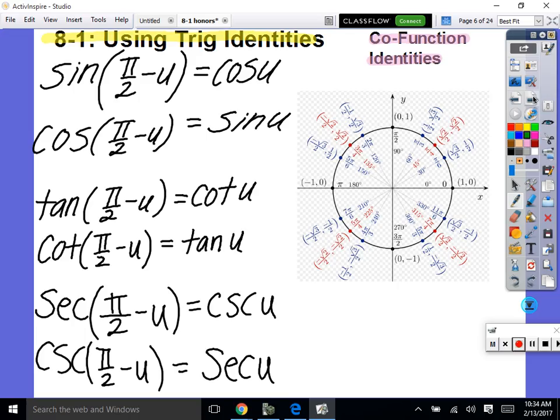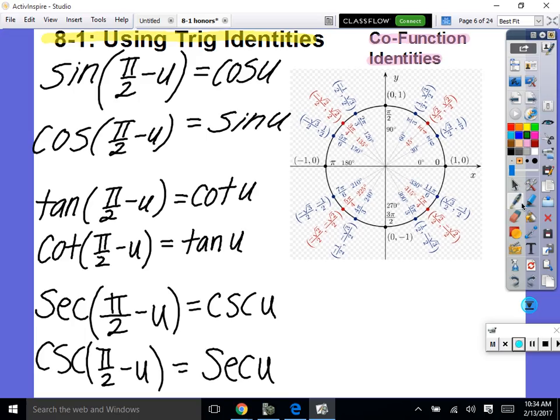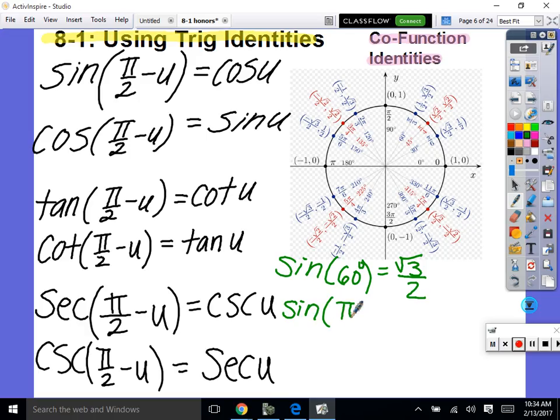Let's think about why. For example, here's my unit circle. If I said to you, sine of 60 degrees, what's your answer? Sine is y, correct? So it's root 3 over 2. We're told that sine of pi halves minus u equals cosine of u, so let's plug that in. Instead of sine of 60, let's think of it as sine of pi thirds. Everybody understand? So sine of pi thirds equals square root of 3 over 2.